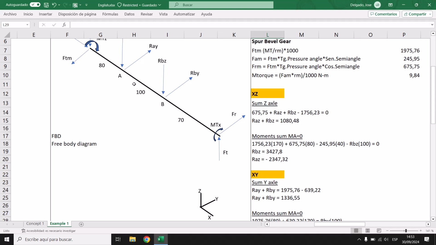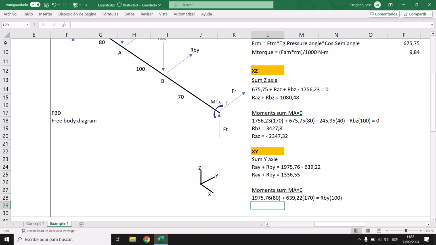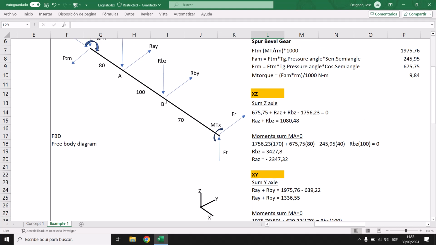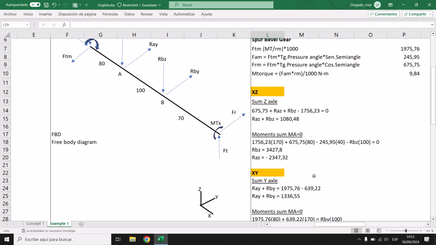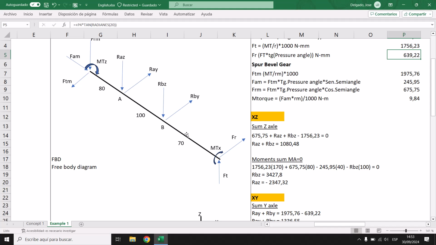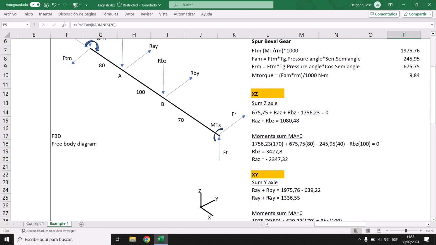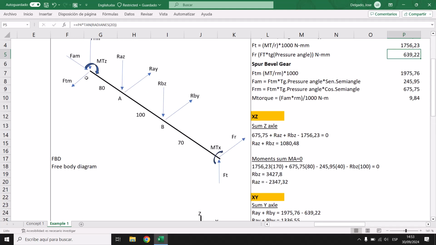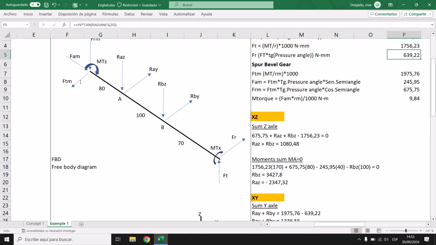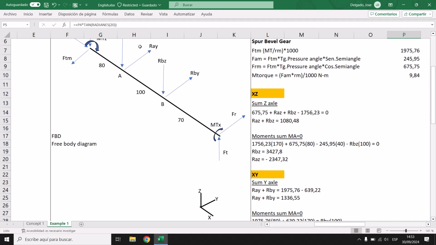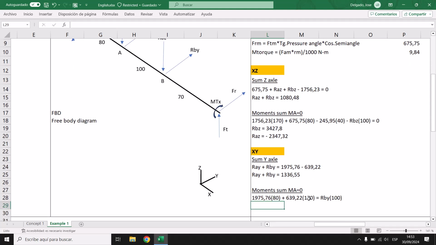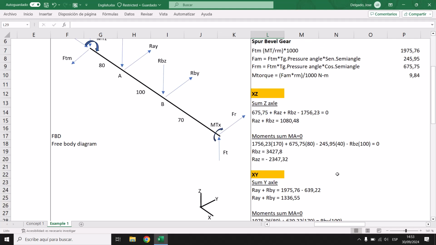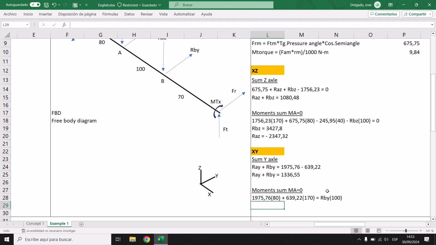This is in this direction. My radial load multiplied by the 170. My radial load is 600 on here, 639.22, and I have another here on my y-axis, my tangent force of the gear in that direction. So that's the reason why it's here. So you only should calculate to make it positive.